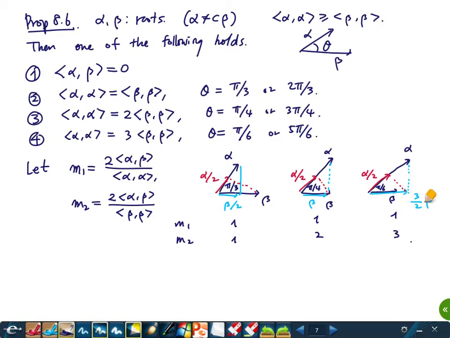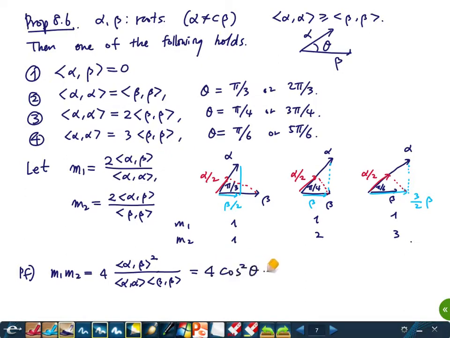Okay, how can we prove this? The proof is quite elementary. Let's give a proof. So what are m1 and m2? Let's multiply these two. It's going to be 4 times (alpha, beta) squared over (alpha, alpha)(beta, beta). But this is basically cosine theta, so it's 4 times cosine squared theta, using the usual cosine law.